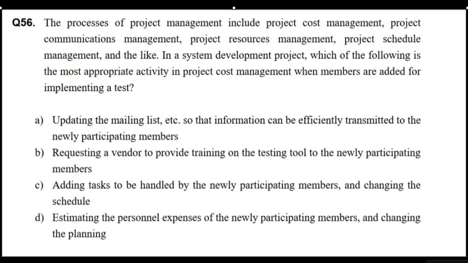Question number 56 of the ID password exam from PhilNITS. We are now in the management portion of the exam.